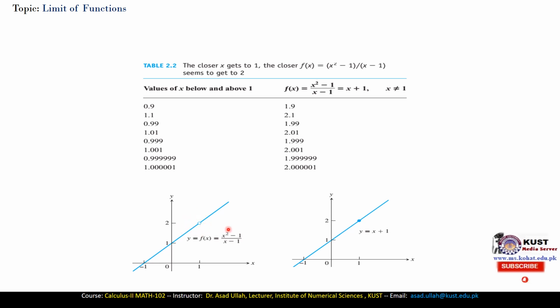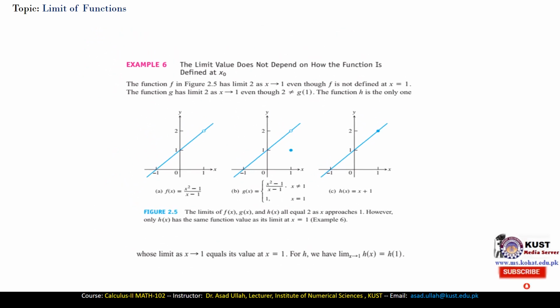Now, after simplification and factorizing x² − 1 into (x + 1)(x − 1), we get the function value f(x) = x + 1. Now, at x = 1, we get the function value 2. So now this hole is filled. So the function value at this point is equal to 2.